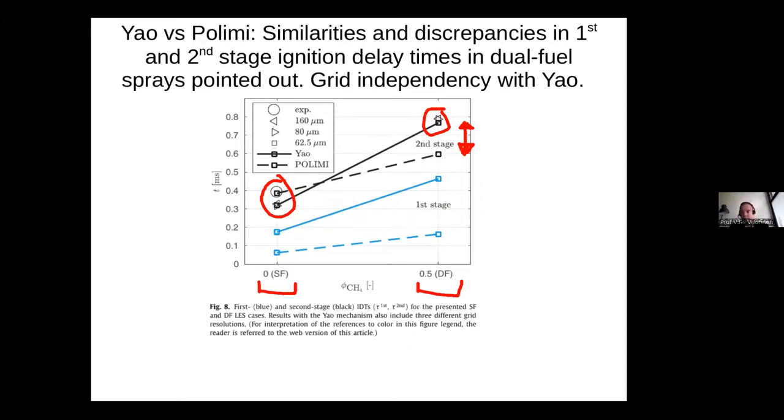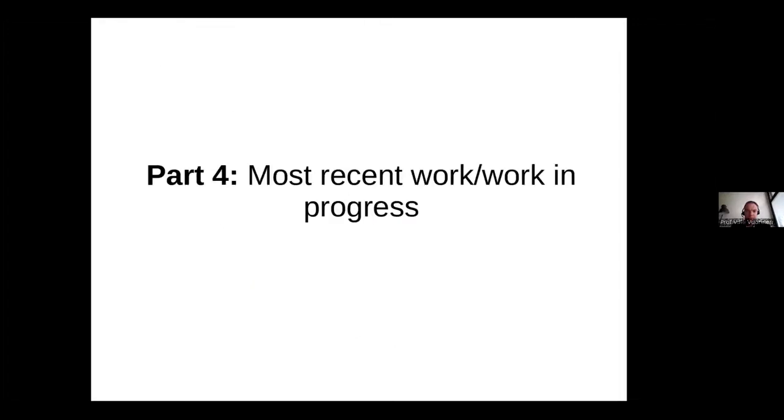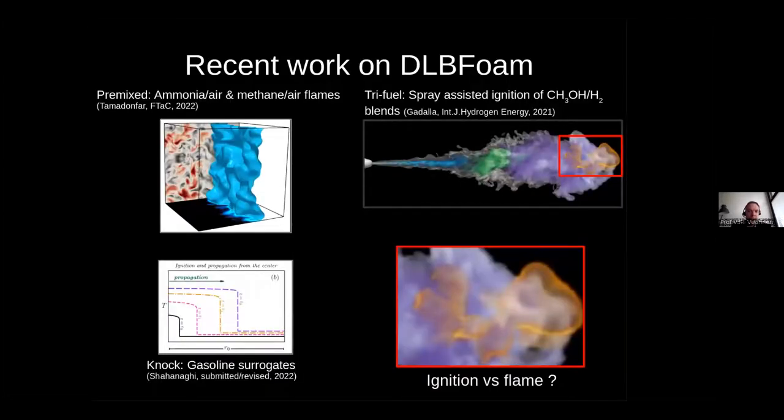So that was roughly about dual fuel ignition problems. And then I have still a few slides regarding some of the most recent work and work in progress. So what are we currently working on? We are working on different types of problems. Here are just some examples, some recent work on DLBFoam.